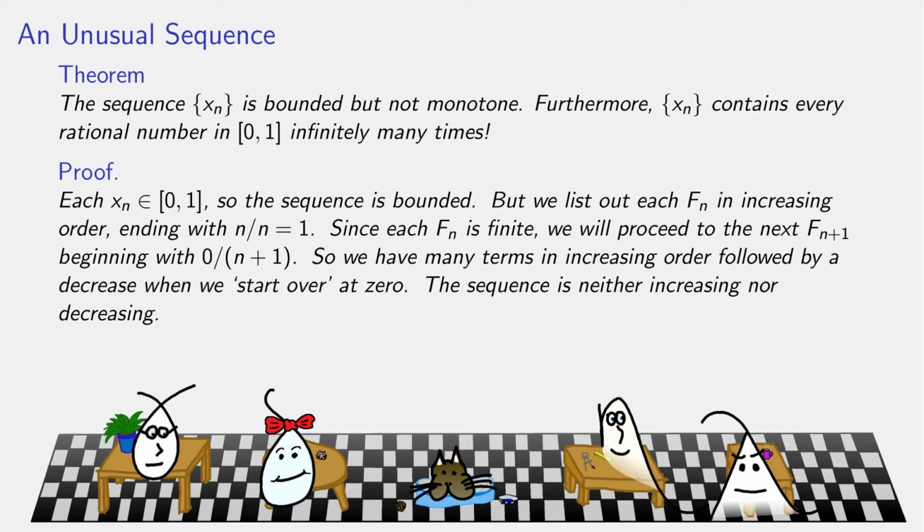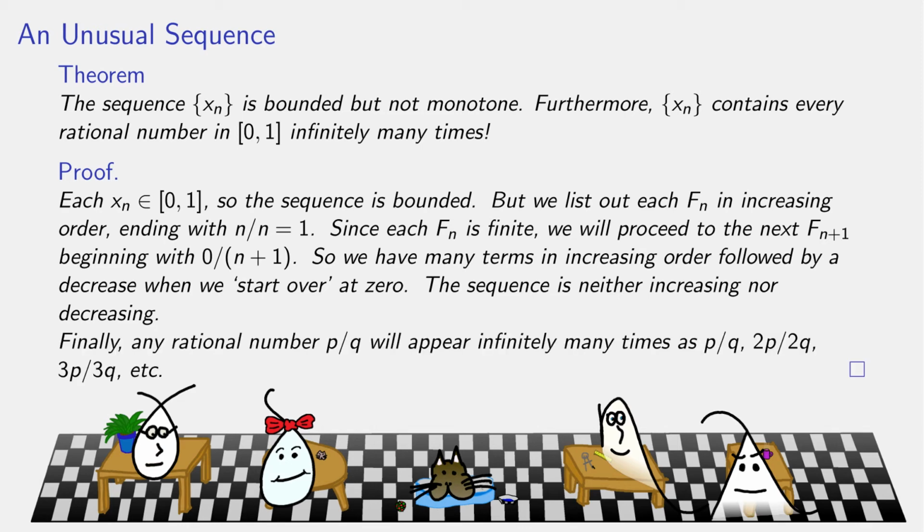The only other claim is that every rational number appears infinitely many times. But any rational number p over q will eventually appear. Okay, once I get to f sub q, I'm going to have p over q. But then when I do f sub 2q, I'm going to have 2p over 2q. I didn't say anything about only taking simplified rational numbers.